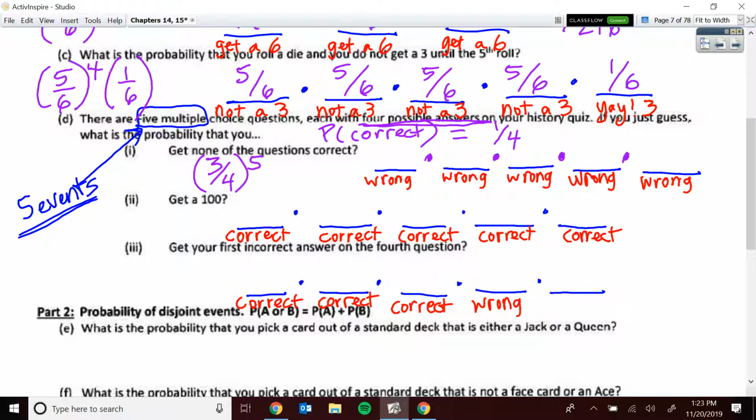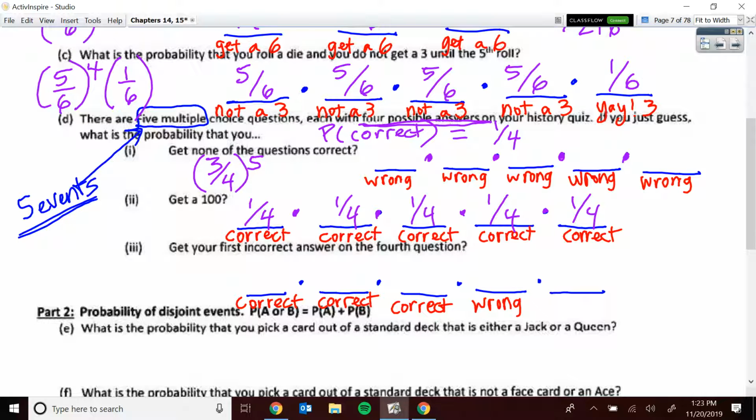How about 100? What do you have to do to get 100? All correct. So I have to have 1/4 and 1/4, and so on and so forth. Okay.